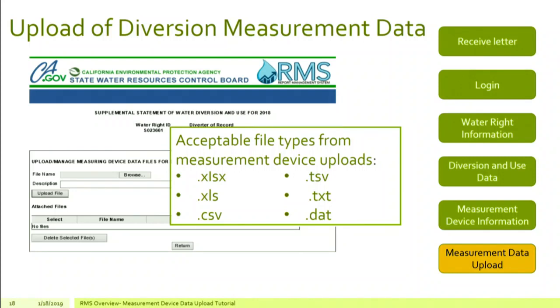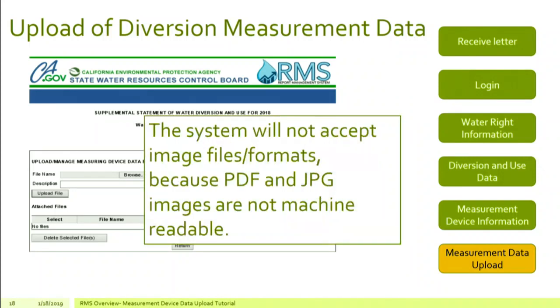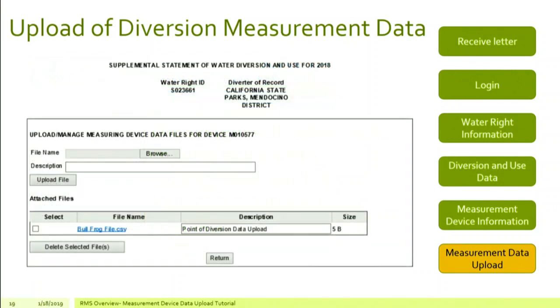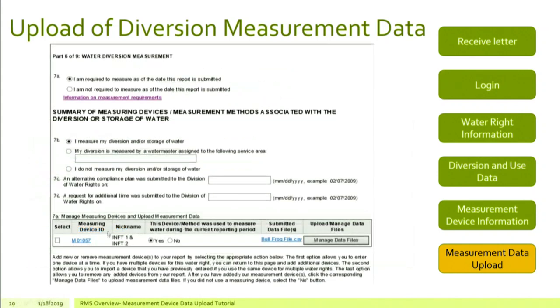What we can't take here, and I'm going to emphasize this, is PDFs or JPEGs. Why? Because they're not machine readable, so we can't validate the data if we have a picture. In this case, I'm calling the reservoir we're maintaining at the state park the Bullfrog Pond. The Bullfrog file shows up in that box, and as I carry it forward and hit return, it then shows up in the same bracket my measurement device was stored on.